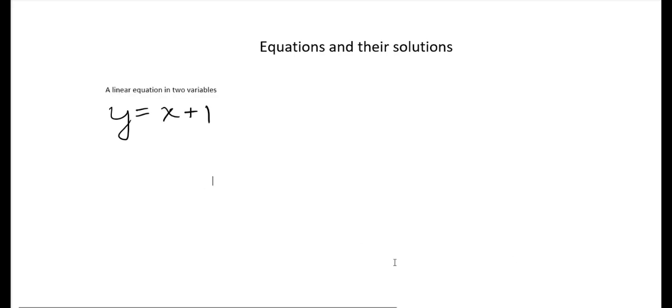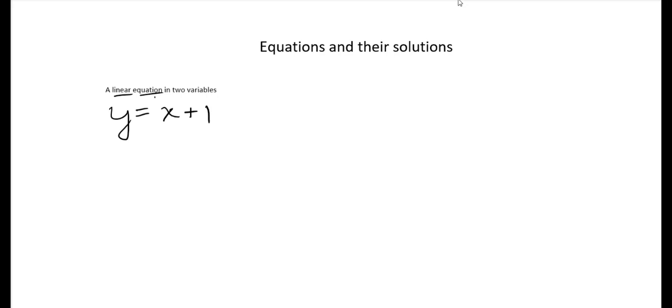The type of equation we're typically going to deal with are two variable equations. For instance, if I wrote y equals x plus 1, this would be a linear equation in two variables. So what makes this linear? Mainly the variables that you have are not multiplying to any other variables, and the only operation that'll exist between these two variables is perhaps addition or subtraction.